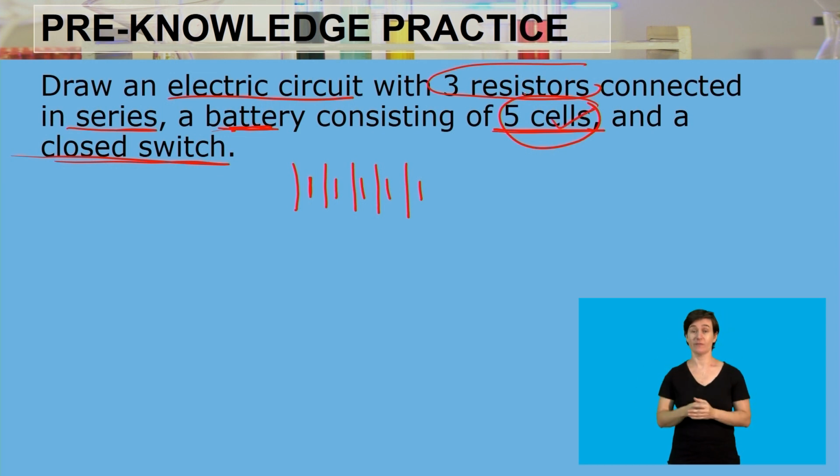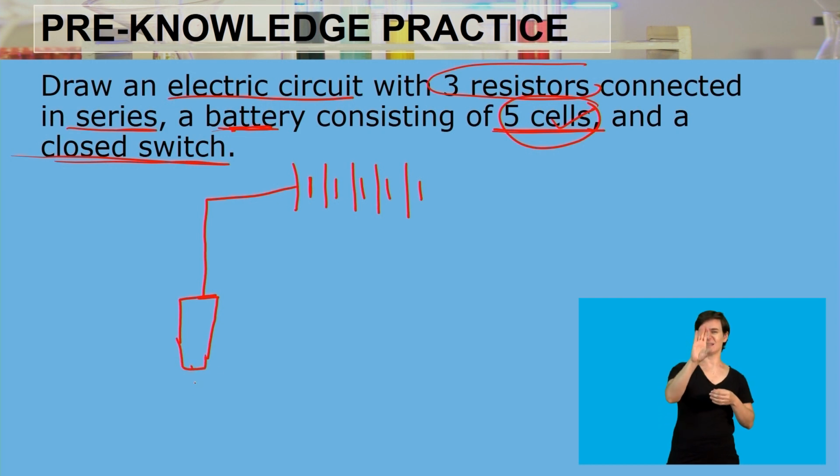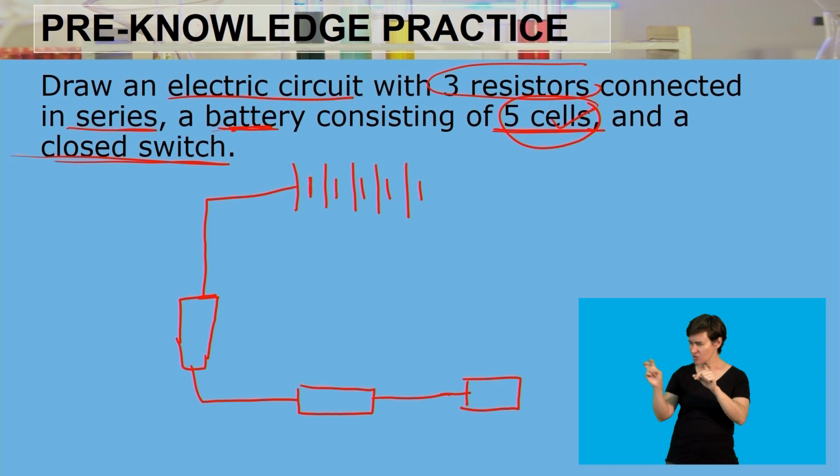We now need to have 3 resistors that are connected in series. Remember, if resistors are connected in series, the current that we're measuring at any point is going to be the same throughout. The current measured at any point is going to be the same as the total current of the entire circuit. So I have my resistor number 1, resistor number 2, and resistor number 3. We can label them R1, R2, and R3 to denote the number of resistors that we have. Now, we also need to have a closed switch.